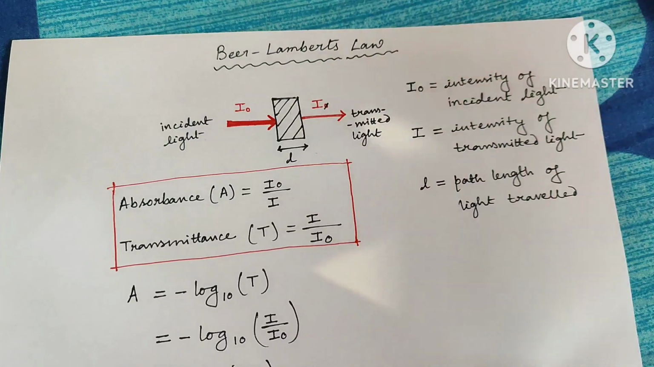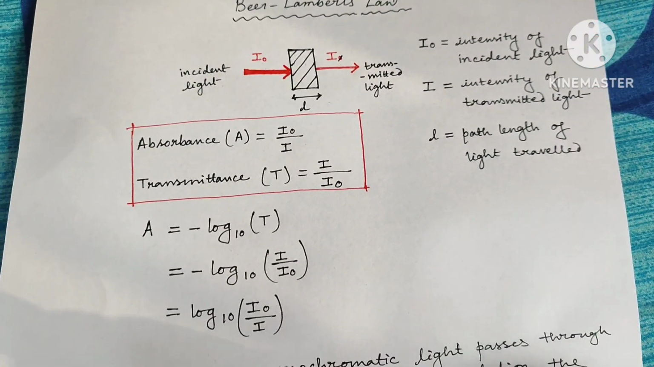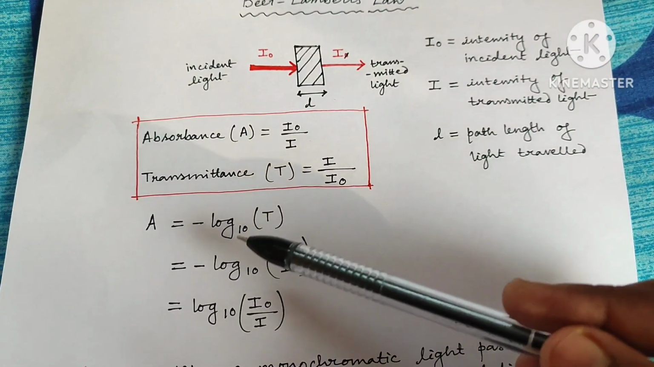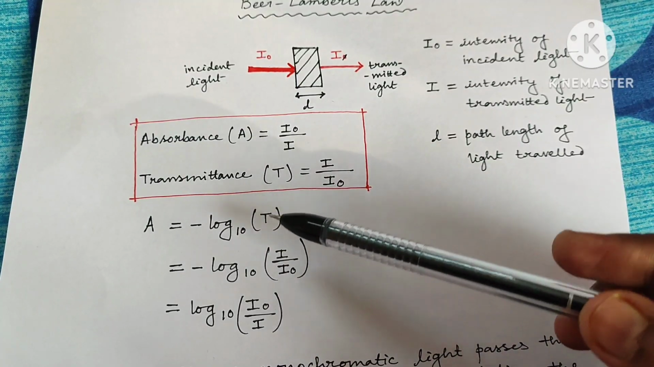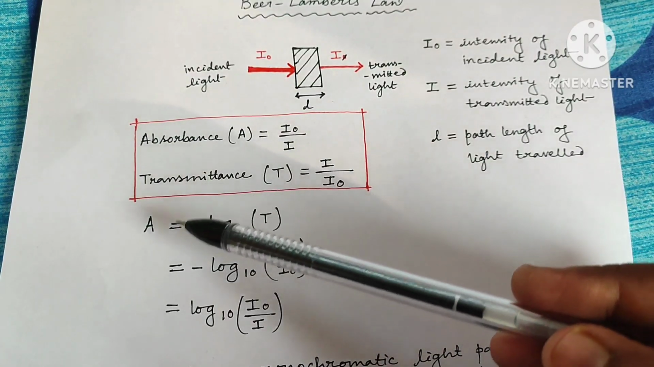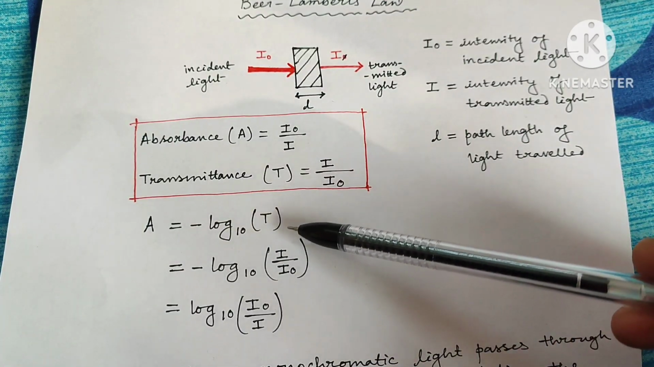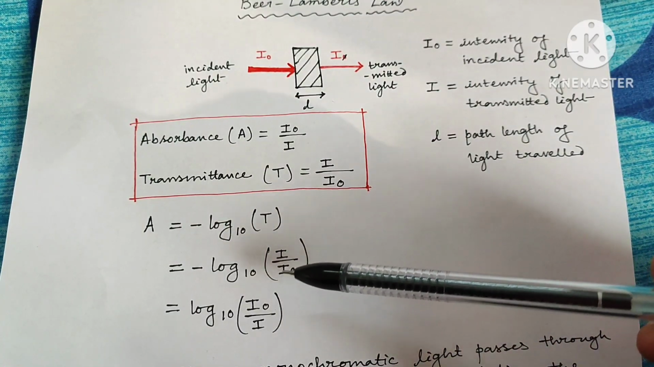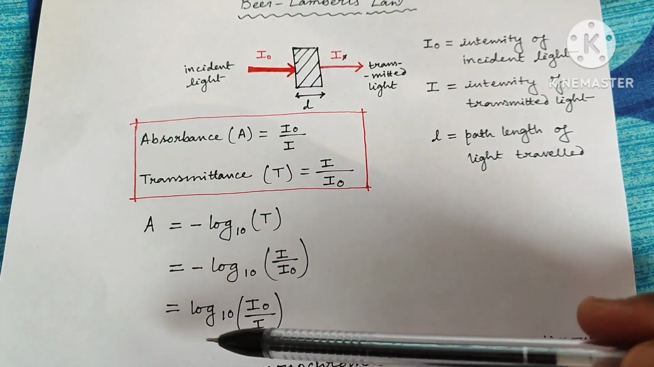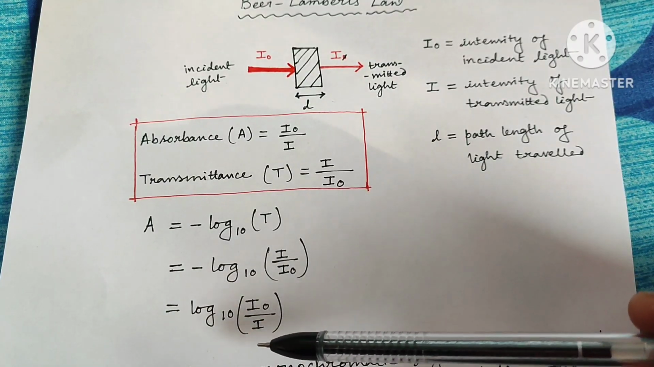So we can also express absorbance in the log form. Absorbance and transmittance are inversely proportional, so A equal to minus log base 10 of T, where T equals I by I0. So we can also write A equal to log base 10 of I0 by I.